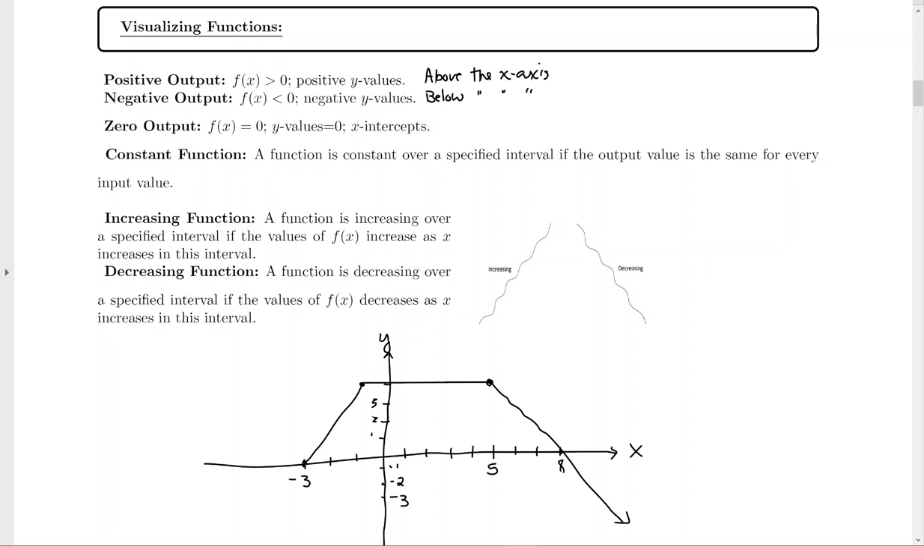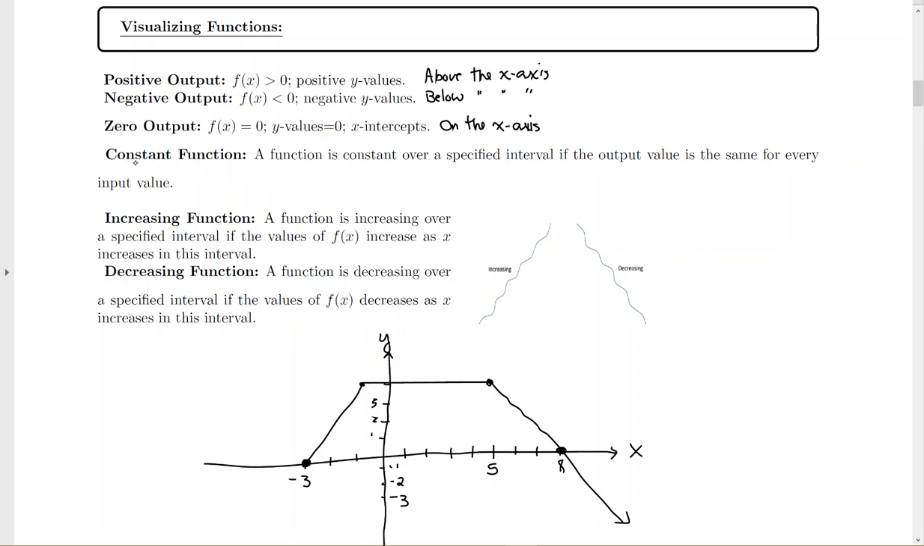A 0 output is where the function is equal to 0, or where your y values equal 0. Those are your x-intercepts. So I can see I have an x-intercept here and here. That's where it's on the x-axis. All right, so I can talk about above, below, or on.